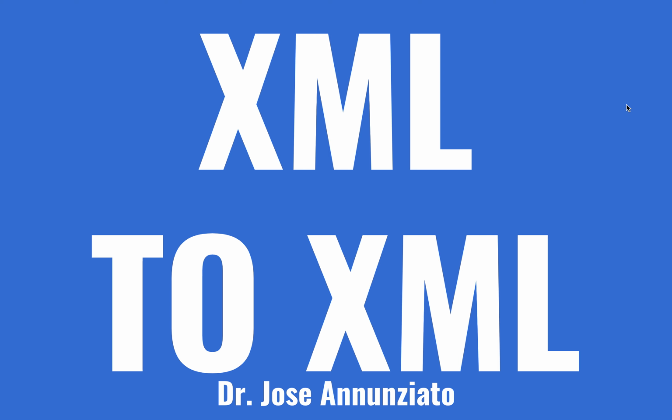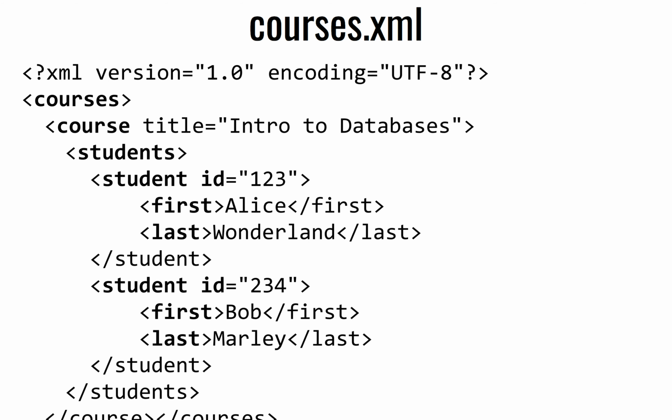Here's an example of using XSLT to transform XML to XML. We saw earlier that we had an input set of courses, which has a whole bunch of students, Alice and whatnot. So let's convert it.